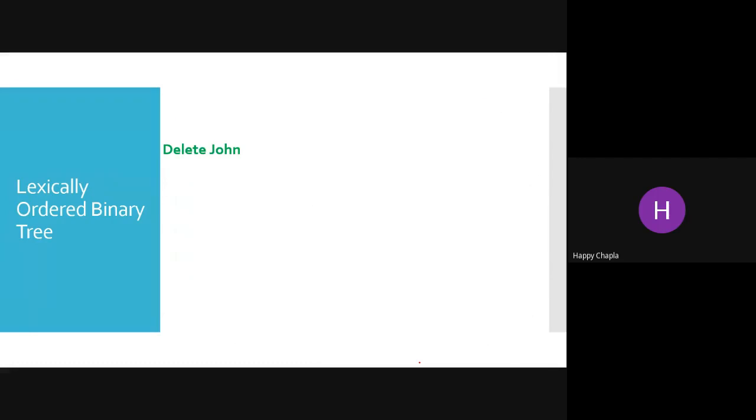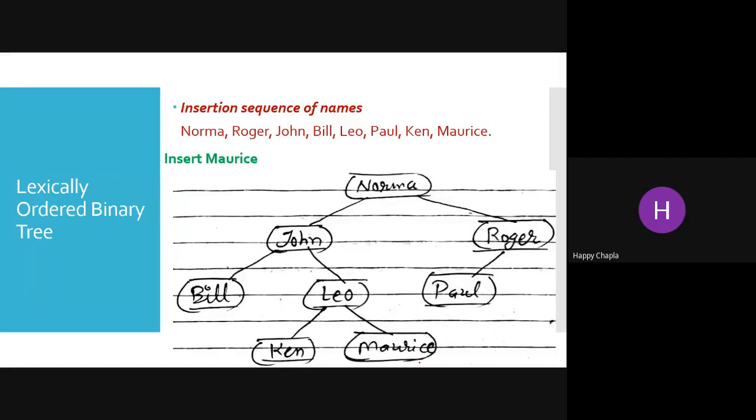Here is a small hint I am providing: whenever you are replacing the root node, you have two options. Either you choose the smaller value, which is always on the left-hand side, or the least left node of the right subtree.